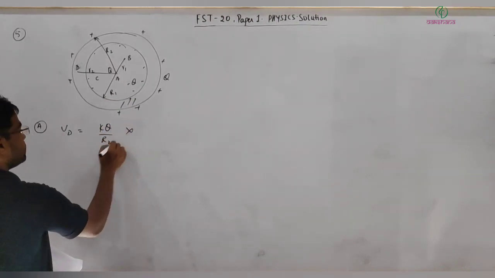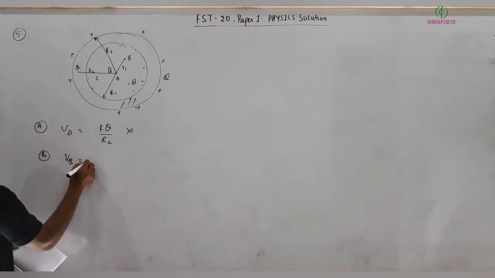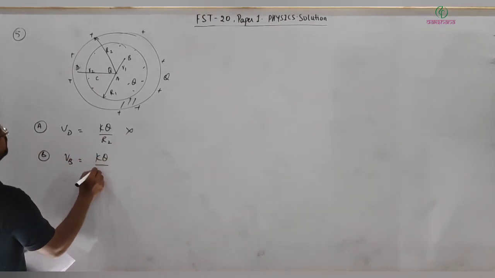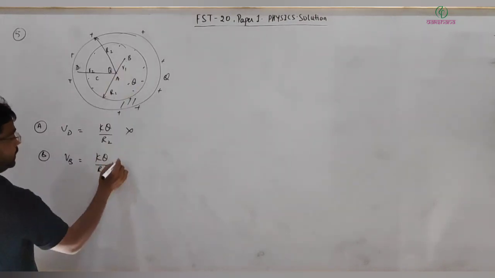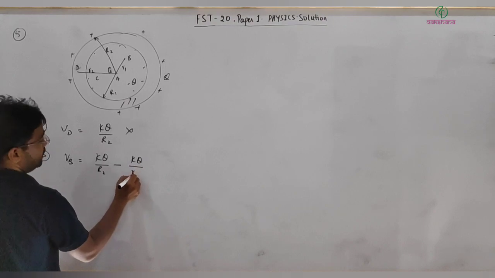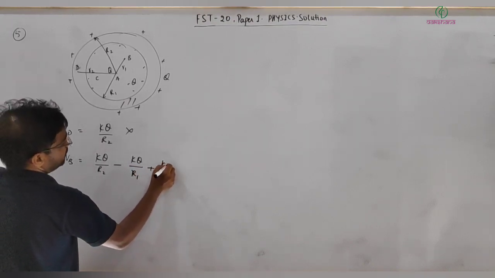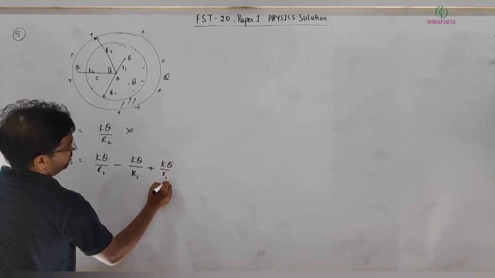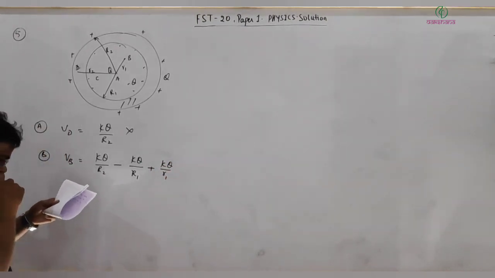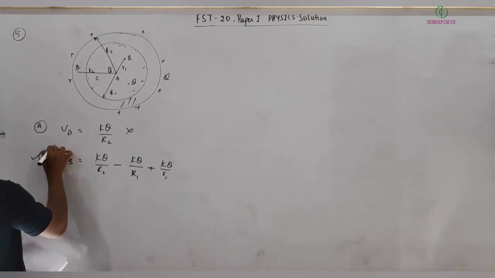Is it matching? It's not matching. B option. Potential of point B, VB will be equal to KQ divided by R2, minus KQ divided by R1, plus KQ divided by R1. That will be your answer, and it's exactly matching, plus KQ. So B is the correct option.